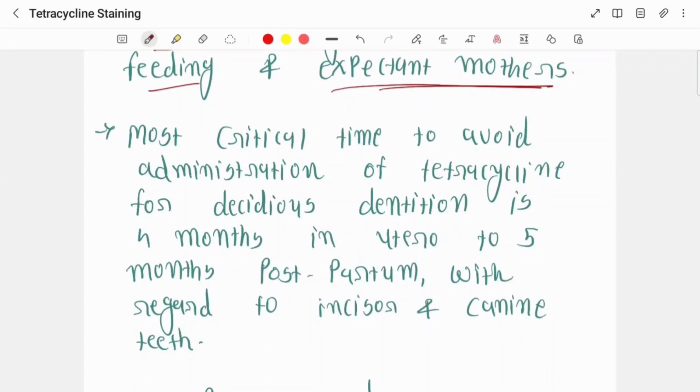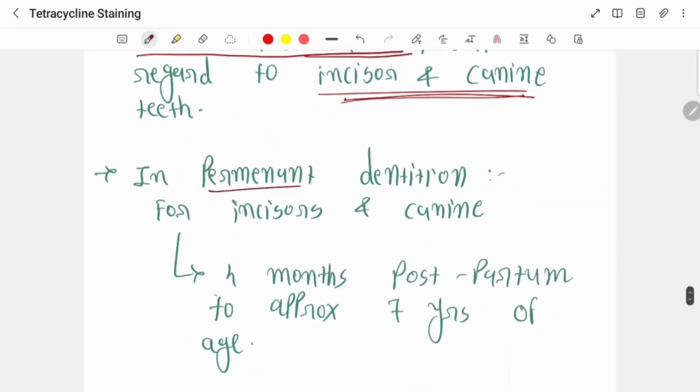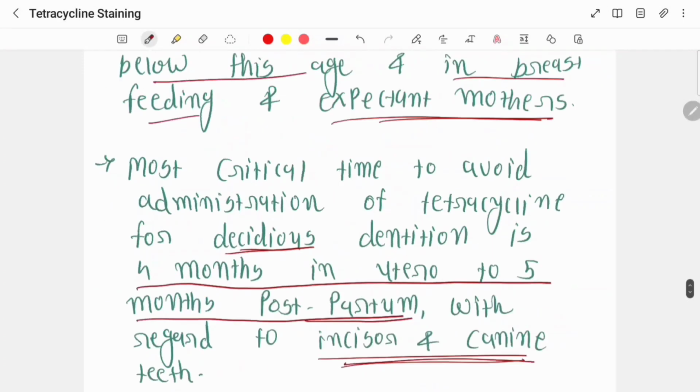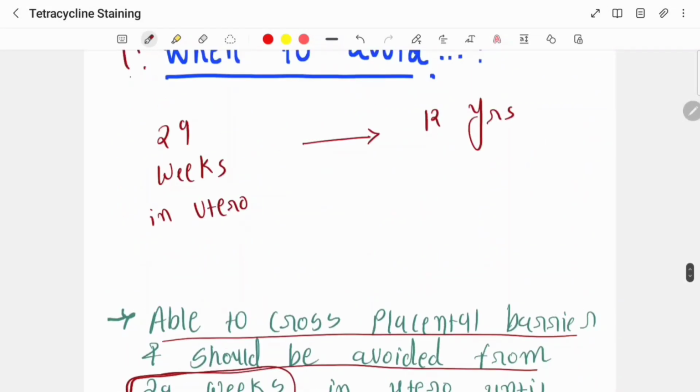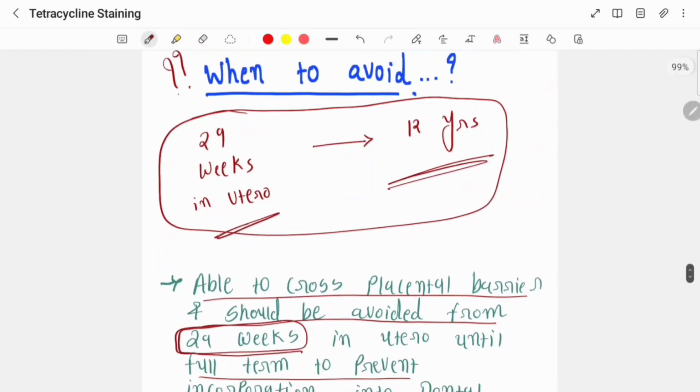Then if we are talking particularly about incisors and canines, in deciduous incisors and canines, we have to avoid this from 4 months in utero to 5 months postpartum, and in permanent dentition for incisor and canine teeth, this period is from 4 months postpartum to approximately 7 years of age. So as I told you, we have to avoid this from 29 weeks in utero, approximately 4 months in utero, to 12 years of age to completely prevent any kind of tetracycline staining.